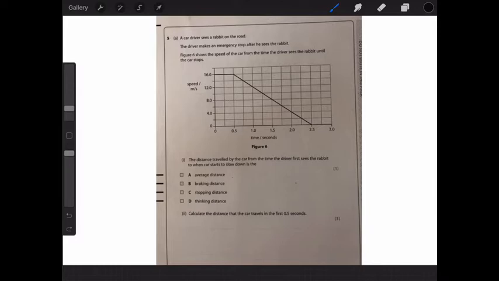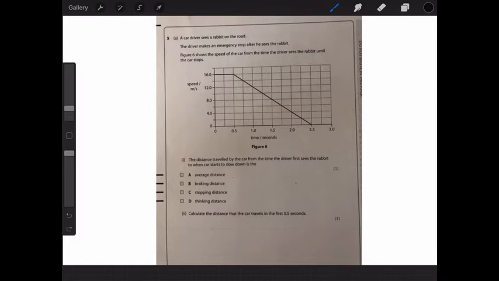This is a graph that's talking about stopping distances as well. So it's saying that the driver's seen this rabbit at the start of the graph, and then the driver makes an emergency stop to avoid hitting the poor cute little bunny rabbit. So this graph is showing us both the thinking distance and then the braking distance from the point of seeing the rabbit to the car stopping.